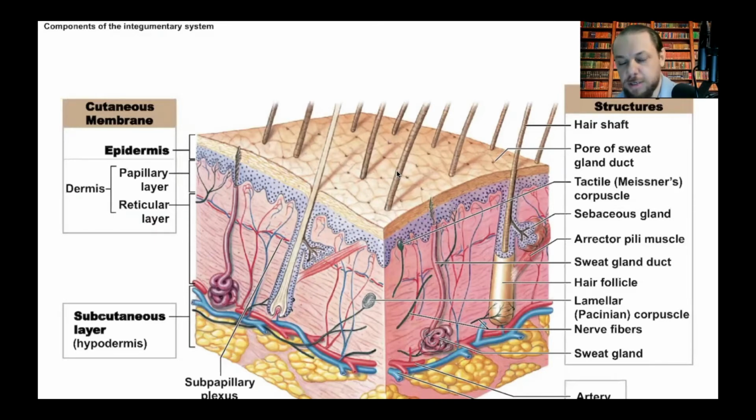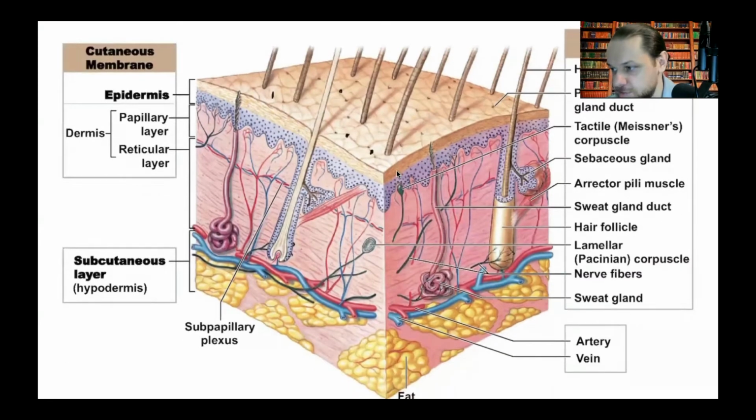We can see the skin here. You see all these follicles on the surface. When you get hot, you will form sweat. Sweat will evaporate and you will cool off. So skin offers thermoregulation for you as well.